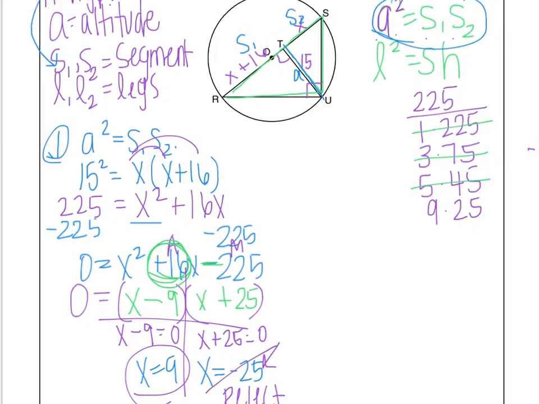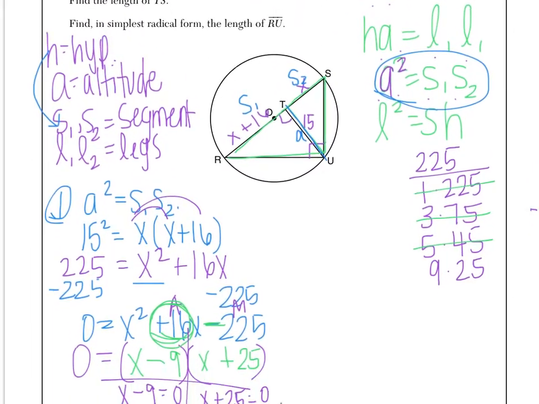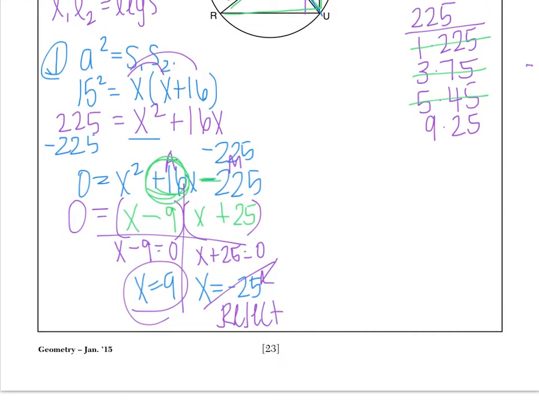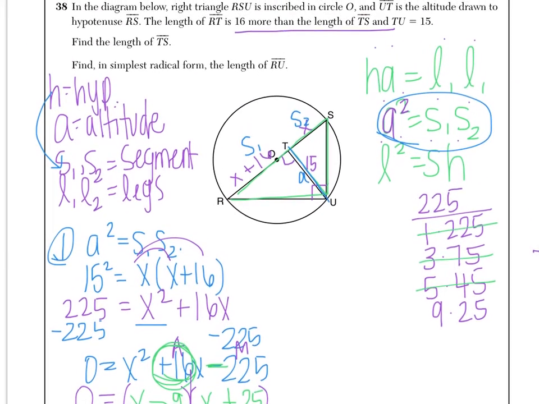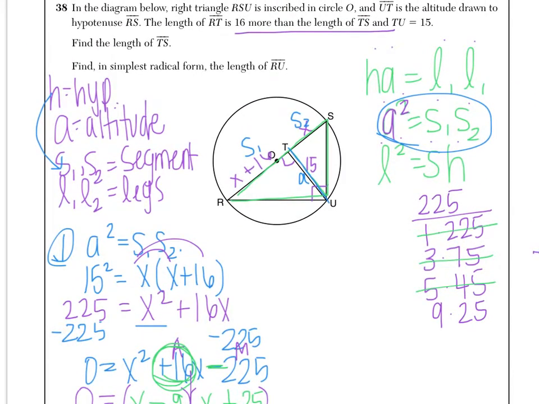So our final answer for the first part, find the length of TS, is to say that TS equals 9. So the first part's done, but we still have a second part to do. It says find in simplest radical form the length of RU.